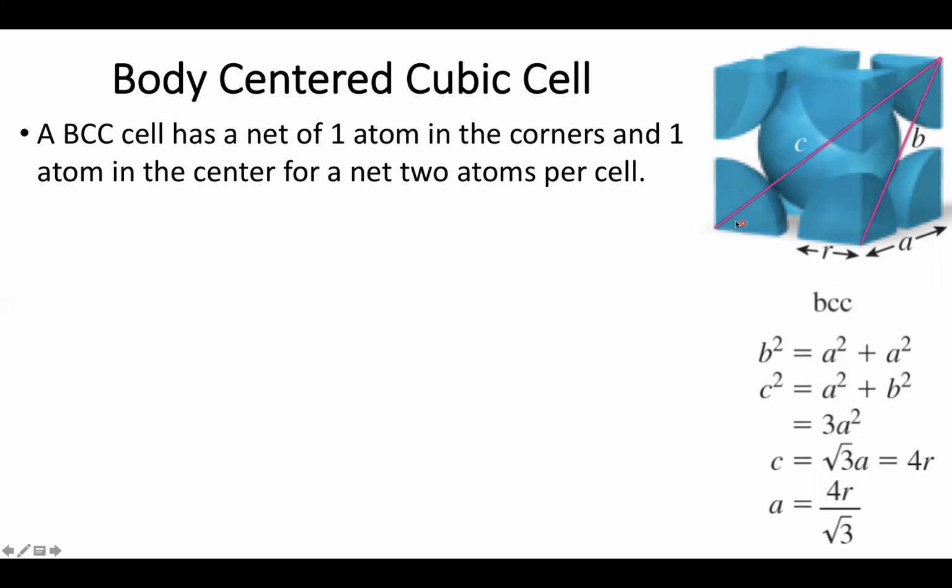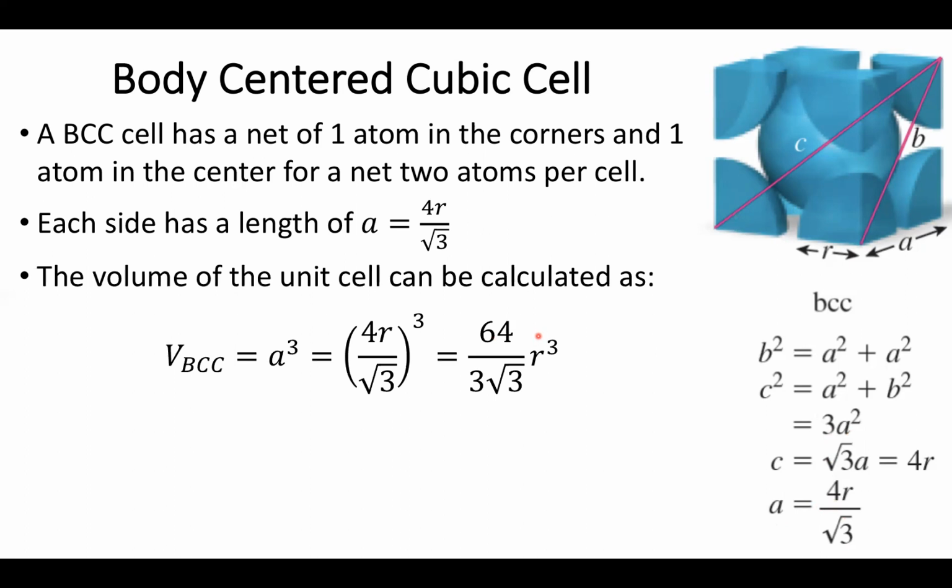So we know that the square of c is going to be equal to 3a squared. So if I solve for a, it's going to be equal to 4 times the radius divided by the square root of 3. So math is a little bit complicated, but don't worry about that. Just take it on faith. So each side has a length of 4r over the square root of 3. Then what we can do is cube that to go ahead and determine the total volume. So this gives us a very messy number.